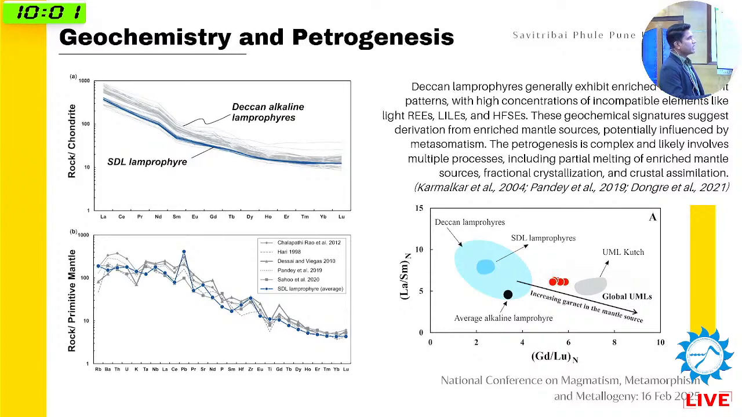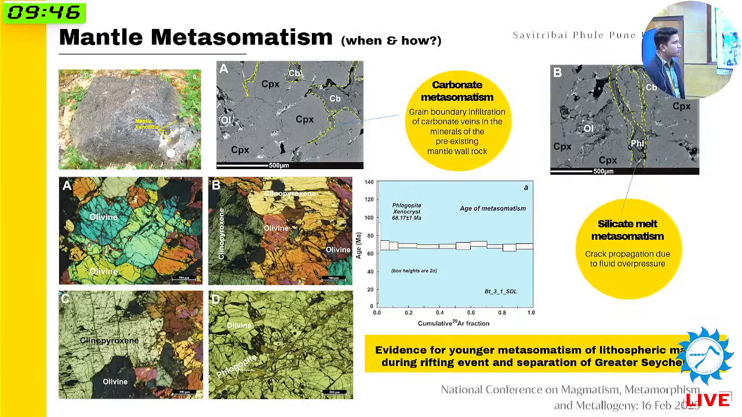One thing is very clear: the LREE enrichment and other trace element patterns in these lamprophyres indicate their derivation from enriched mantle sources, potentially influenced by metasomatism. Then the question comes: when did this metasomatism happen? What was the relationship with the Deccan magmatism? We try to comment on this with the help of these xenoliths.